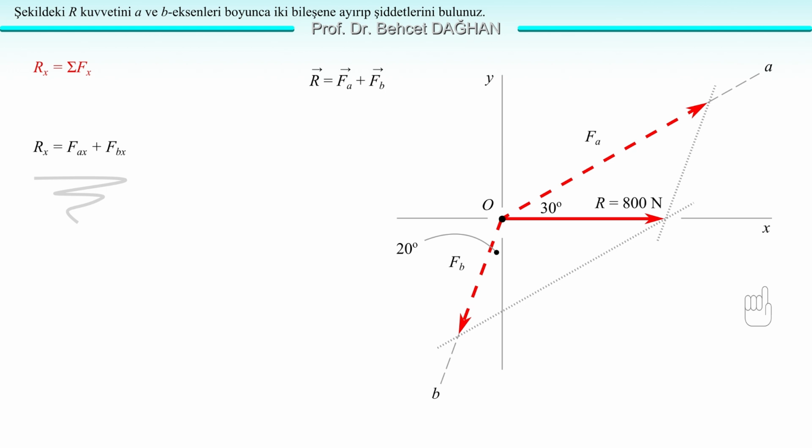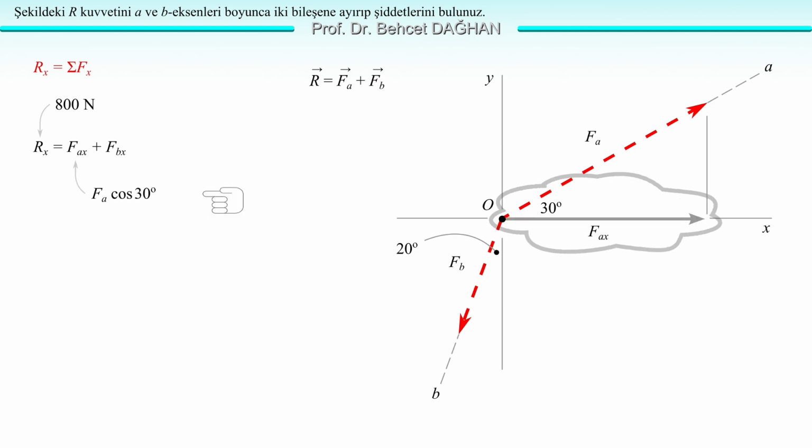Rx equals sigma Fx, so Rx equals Fax plus Fbx. There are two components. We will add their projections on x and set it equal to Rx. Let's write the projection of R on x. We made the force R coincide with the x-axis. Therefore the projection is easily found. It is equal to itself. Its direction is also positive. Since it is to the right, we chose the right side of the x-axis as positive. Therefore, Rx equals 800 Newton.